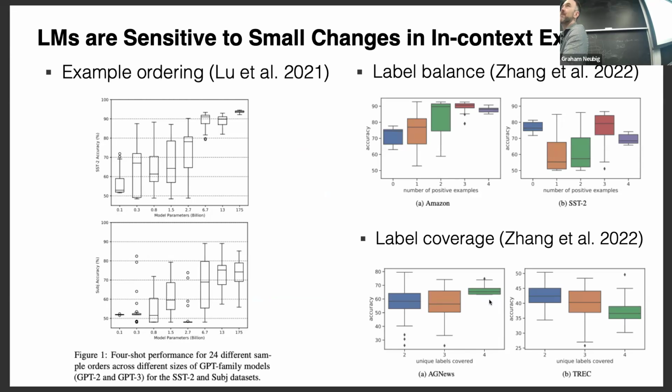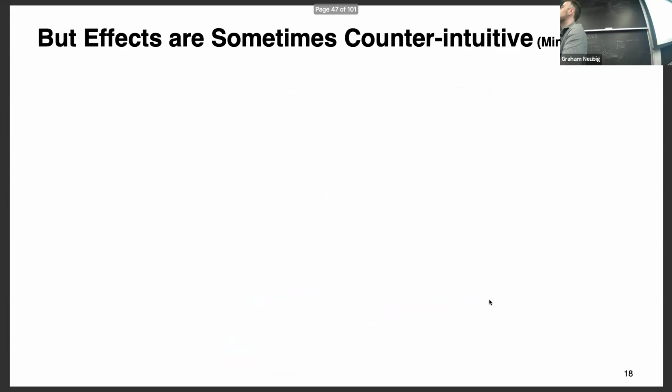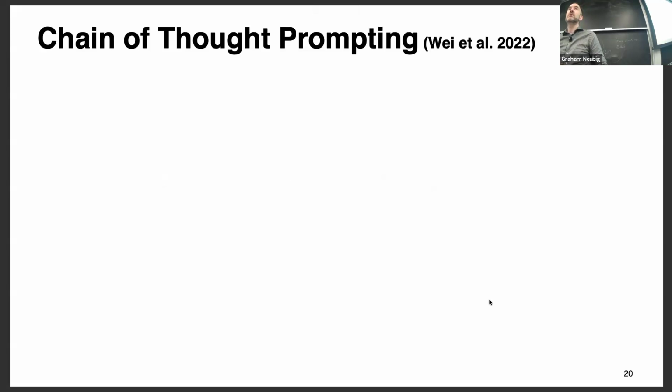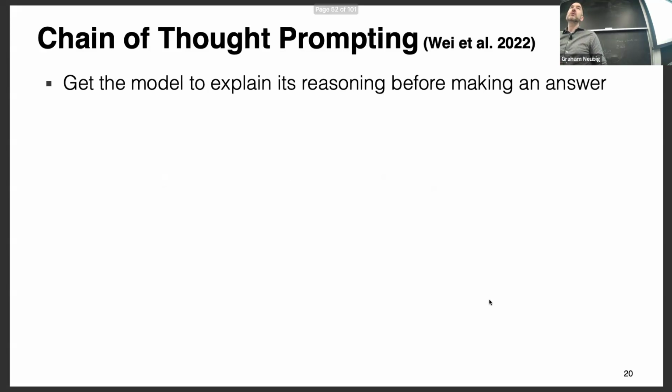So, yeah. Cool. Okay. So next I want to talk about chain of thought prompting. Chain of thought prompting is a very popular way of prompting models. And the way it works is you get the model to explain its reasoning before making an answer.